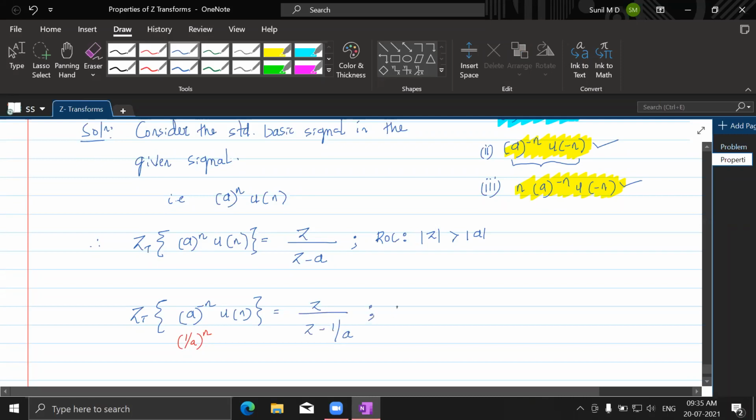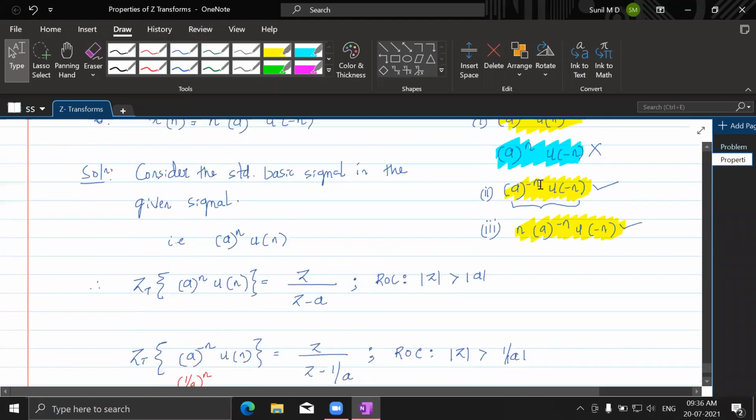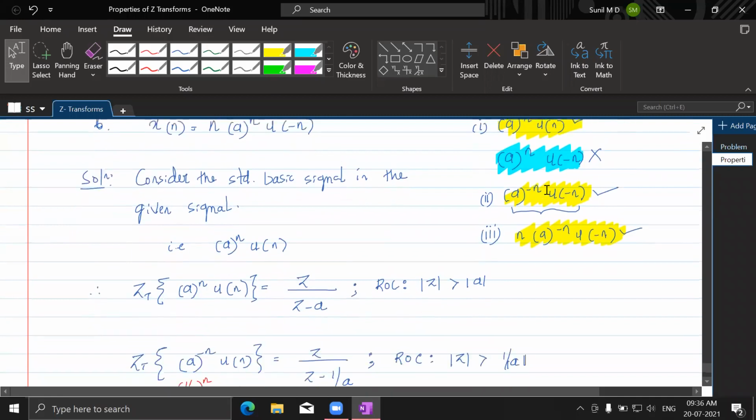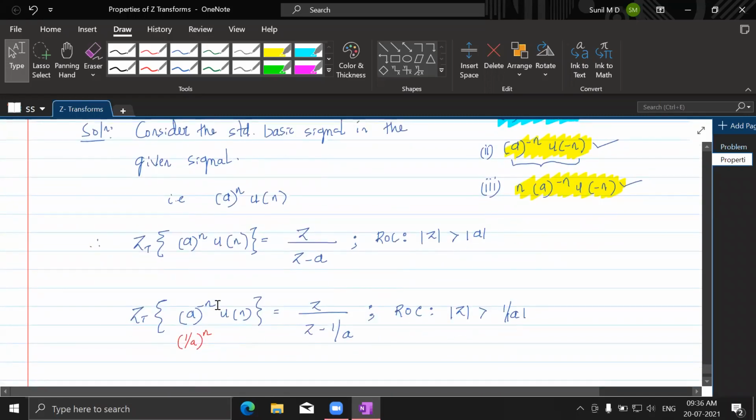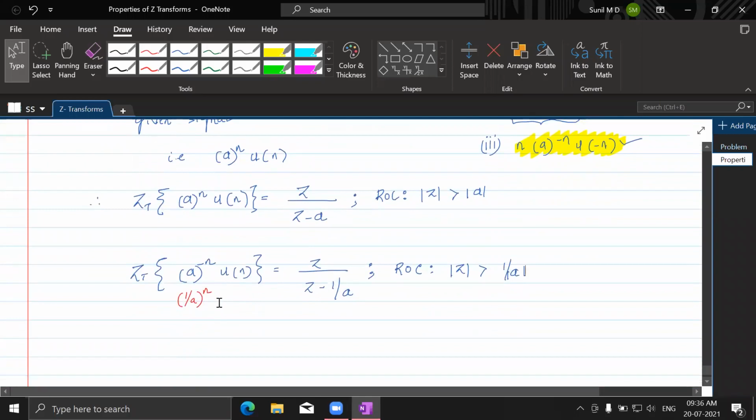So which means that here your ROC would be what? Magnitude Z greater than 1 by A. That means in place of A, we have 1 by A. So wherever Z varies or A varies, those variations need to be brought into the ROC. So here A now has become 1 by A, because instead of considering A power n, we consider A power minus n. Why do we consider A power minus n? Because A power n u of minus n is not possible. So I'm trying to make some modifications regarding that. Fine. So this is what it is.